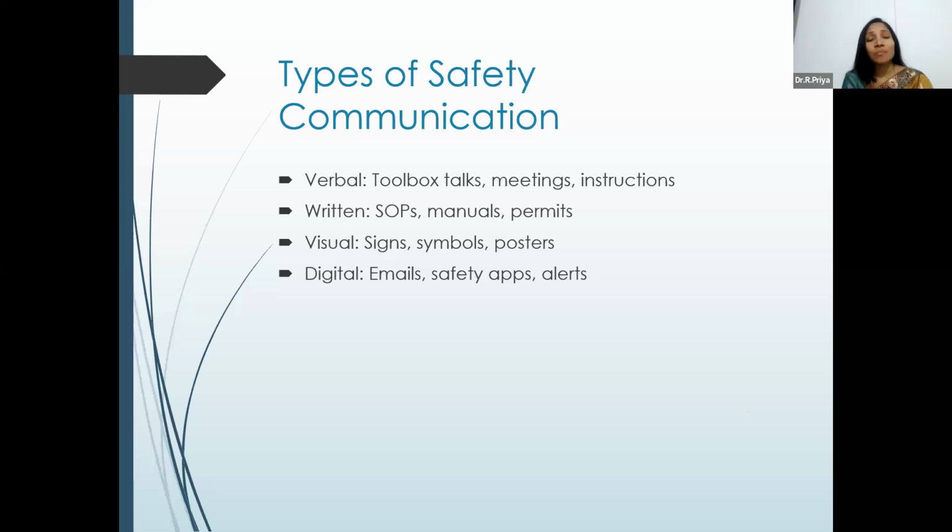Another type is digital communications. Digital communication is increasingly used in modern engineering workplaces. Email, mobile safety apps, dashboards and SMS alerts help in sharing safety updates quickly and widely. For example, a safety app can send incident alerts about gas leaks, weather warnings or emergency evacuation instructions to all engineers on site.